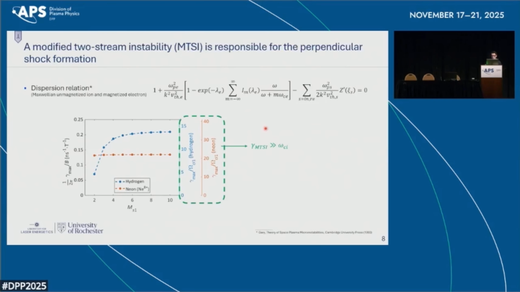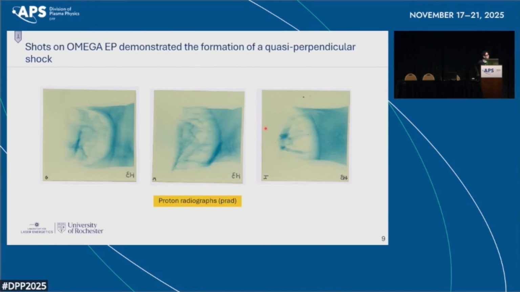So we should expect a fast shock formation time, much less than an ion gyro period. I don't want to spend too much time on perpendicular shocks because we have more interesting things to come. But here I'm showing you a few proton radiographs from our OMEGA EP experiments.